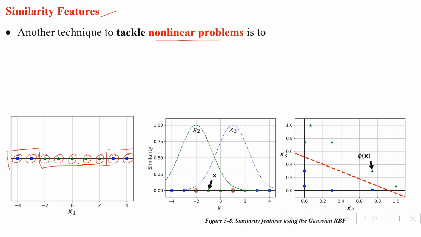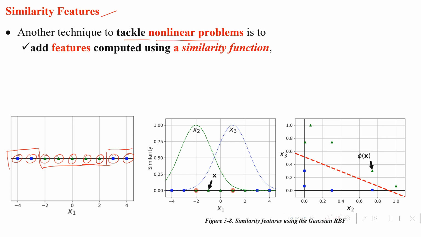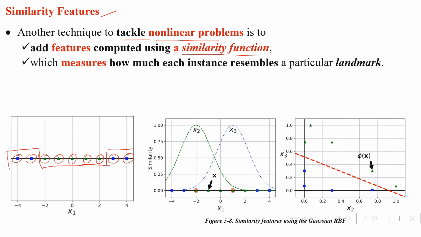So at that time we create a new data set with the help of the existing data set, that is, we create new features. That is how we tackle non-linear problems. We add features by computing a similarity function. That means we create a new feature based on the existing features with the help of a similarity function, which measures how much each instance resembles a particular landmark. This simple process is called similarity features.